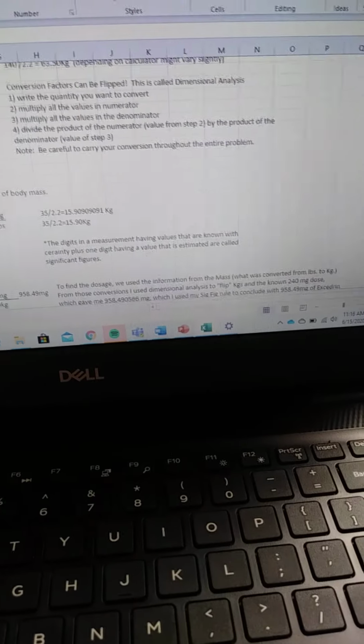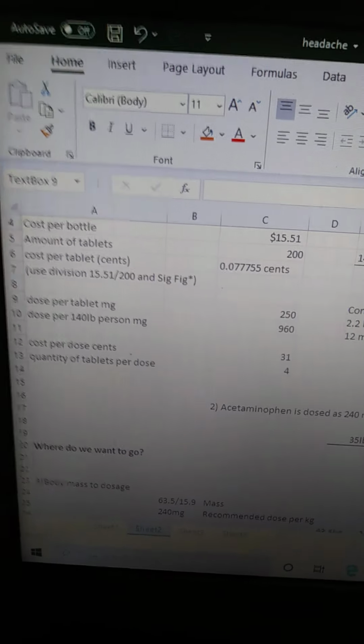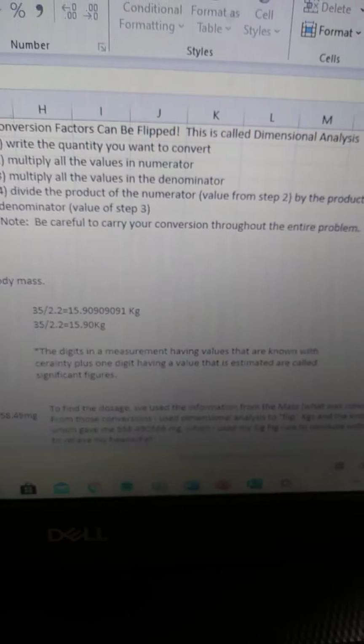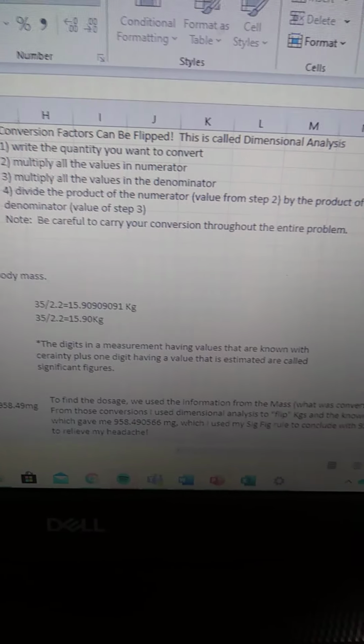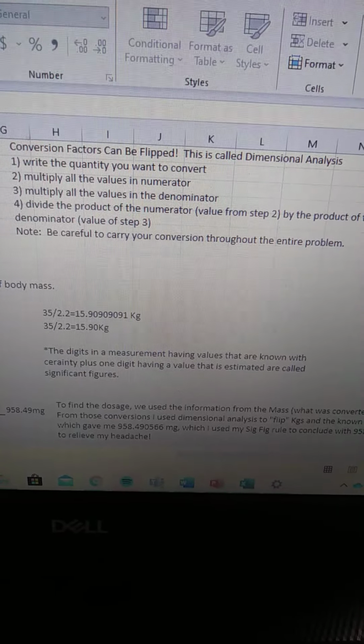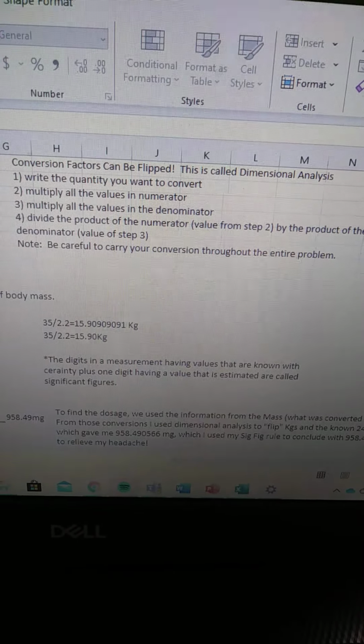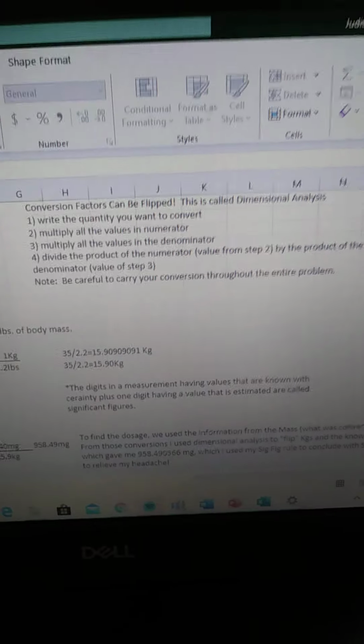So let's just scroll down to talk about sig figs for a minute. And I wrote the definition here with an asterisk because when I was doing my conversion of the cost per tablet, that was my first one using sig fig. So I put a little asterisk there. And then I have the definition of sig figs here. The digits in a measurement having values that are known with certainty, plus one digit having a value that is estimated, are called significant figures. So I hope that explains my significant figures and some rounding.